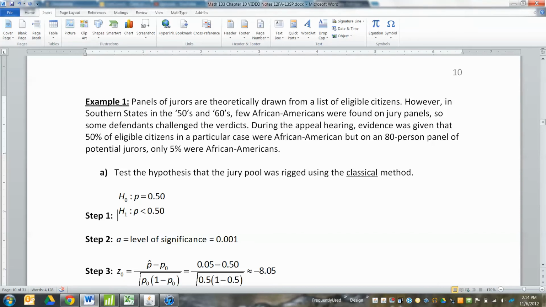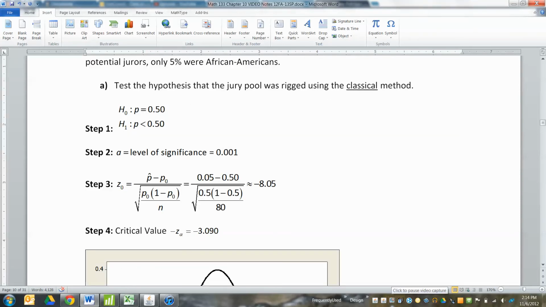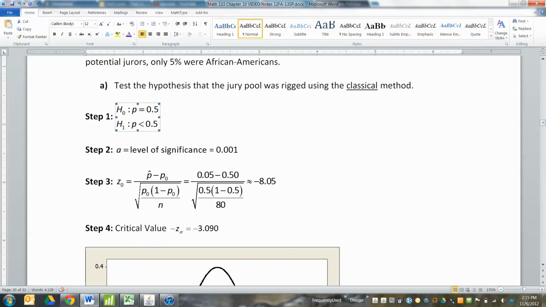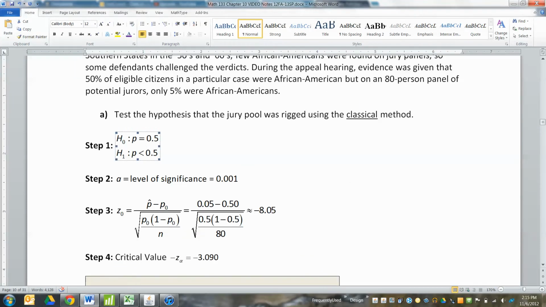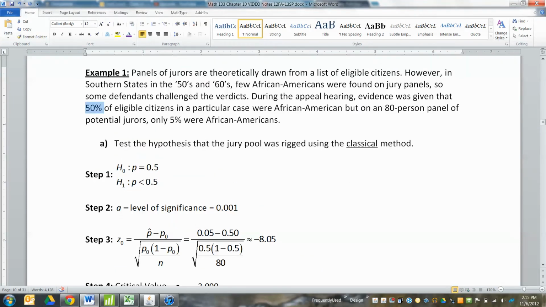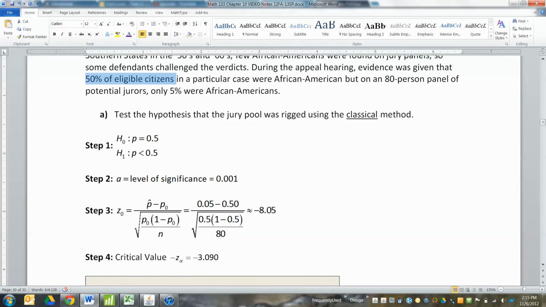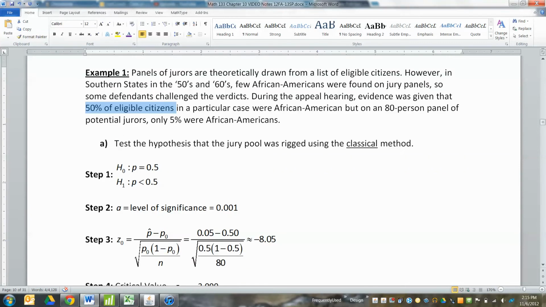All right, step 1, we need to make hypotheses. We assume that the proportion of African Americans on that panel was 50%, like it should have been, because 50% of eligible citizens were African American. We assume that to be true unless we can prove otherwise. And then the alternative is the rigged part. If it's going to be rigged against these African American defendants, then it would be lower than 0.5, significantly lower, less than. Now, alpha. Alpha is our level of significance.